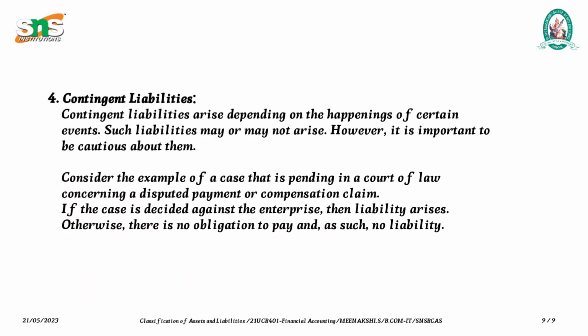Contingent liabilities, these liabilities may or may not arise due to certain situations. However, it is important to be cautious about them. Consider an example of a case that is pending in a court of law concerning a disputed payment or compensation claim. If the case is decided against the enterprise, then liability arises. Whereas there is no obligation to pay, as such no liability. So it may happen or may not happen. Such liabilities are known as contingent liability. So these are all the various types of liabilities.